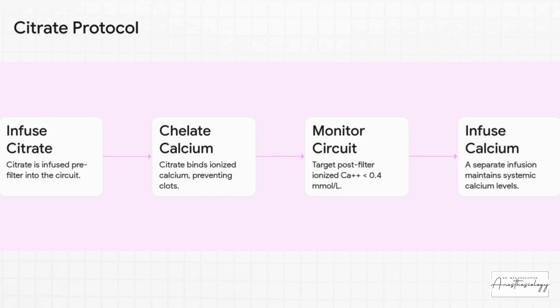Here's how it works. A citrate solution is infused into the circuit just before the filter. The citrate binds up or chelates ionized calcium, which prevents the clotting cascade from firing inside the circuit. Meanwhile, the patient gets a separate calcium infusion to keep their systemic calcium levels normal. The key here is meticulous, and I mean meticulous monitoring. You're aiming for a post-filter ionized calcium level below about 0.4 to keep the circuit open, while ensuring the patient's systemic level stays right in the normal range.